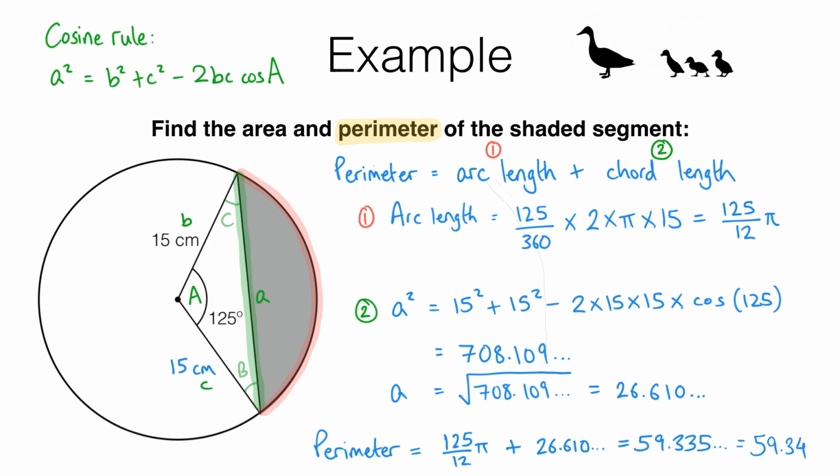And don't forget the units. Remember, I was looking for a distance around this shape. That's its perimeter. And we were working in centimeters, which means our answer is 59.34 centimeters to 2 decimal places.